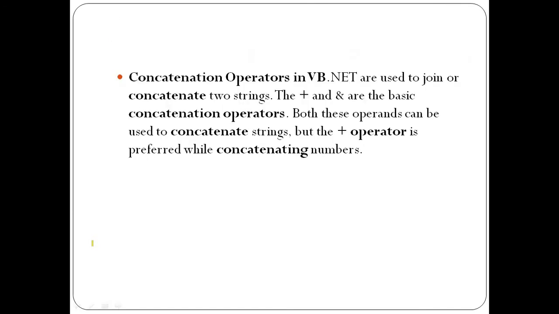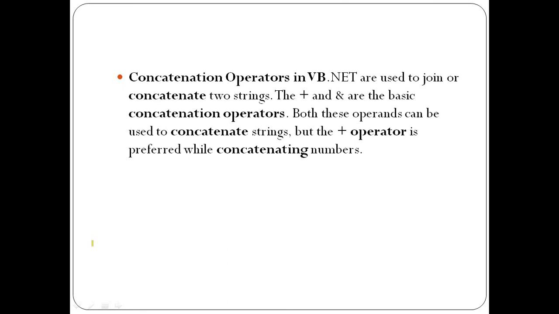The next one we have is concatenation operators. Concatenation operators are used to join or concatenate two strings. In a given sentence, to join two text values or two text strings, we use concatenation operators. The two concatenation operators used are plus and AND. Both these operators can be used to concatenate strings, but the plus operator is preferred while concatenating numbers. So concatenation operators are used to join strings.